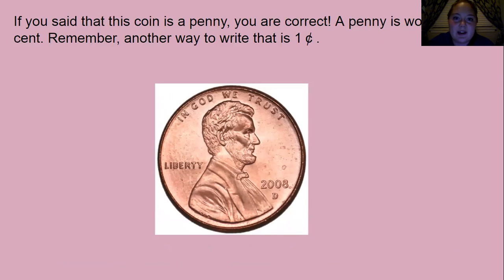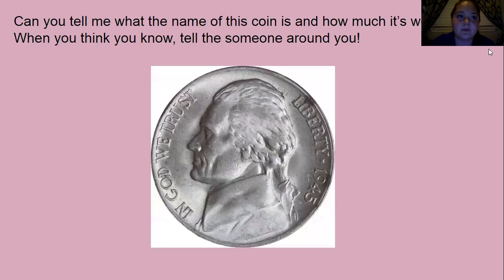If you said this coin is a penny, you are absolutely correct. A penny is worth 1 cent. Remember, another way we can write 1 cent is like this. We take the number that represents how much the coin is worth, which is 1 because a penny is worth 1 cent. And right after it, we put our cent symbol, which if you remember from yesterday, is just a C with a line through it. But it's very important because it shows us that we are talking about money. So great job on that one, guys.